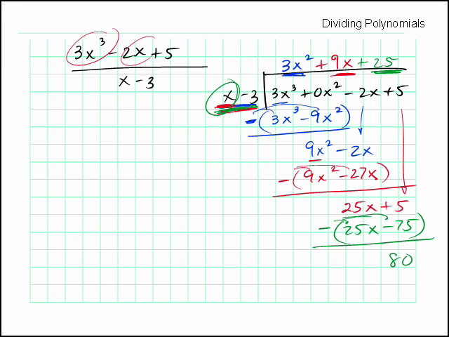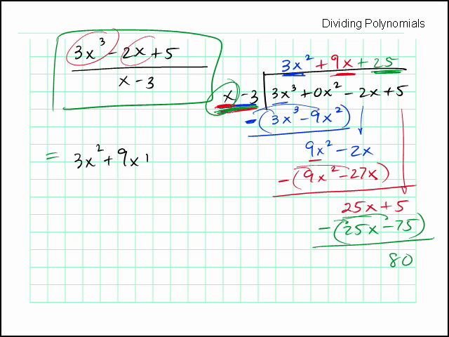So we have a remainder here. So how do we write the correct answer? This division problem is equal to 3x squared plus 9x plus 25 plus the remainder 80 over the divisor x minus 3. There's our answer. All right, let's try one more where we divide by a binomial.